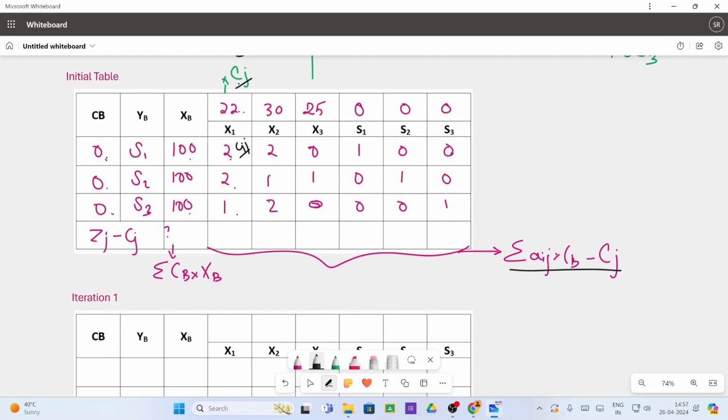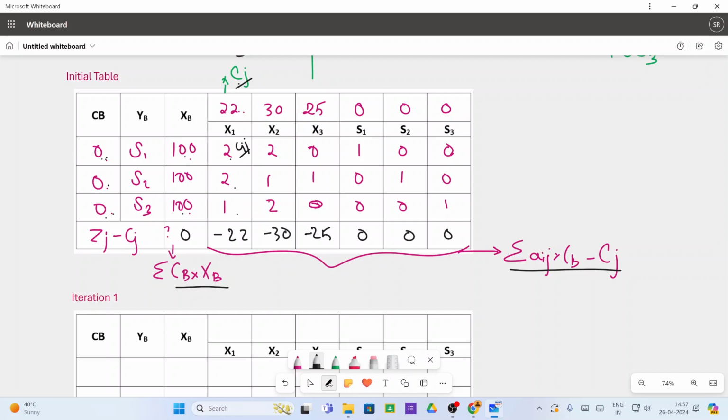We have to keep these two formulas in mind. When you multiply, 0 into 100 is 0, 0 into 100 is 0, 0 into 100 is 0, so the summation of CB into XB is going to be 0. And the zj minus cj values are minus 22, minus 30, minus 25, 0, 0 and 0.